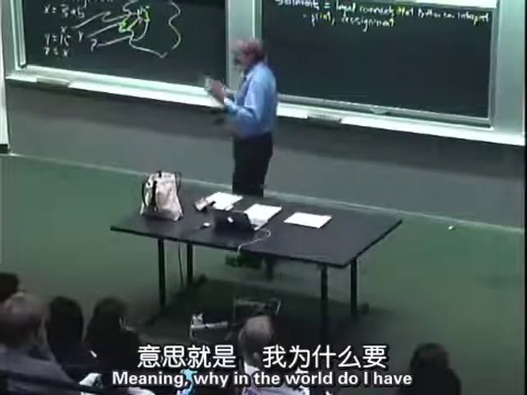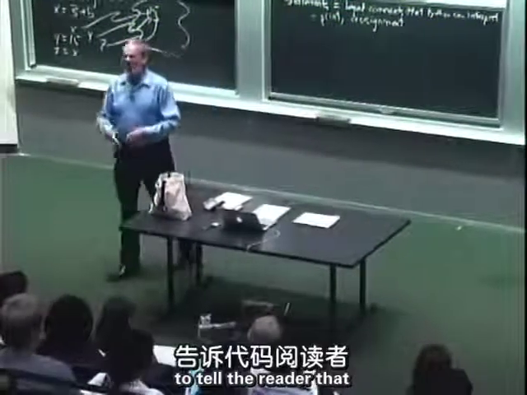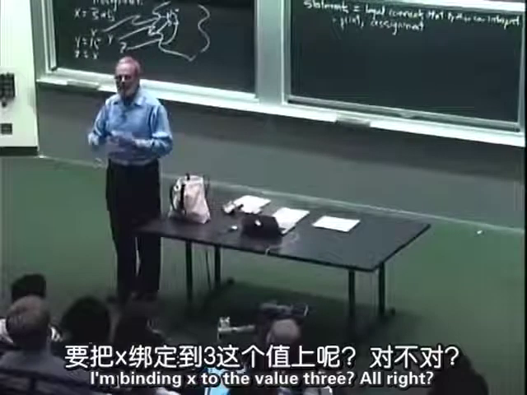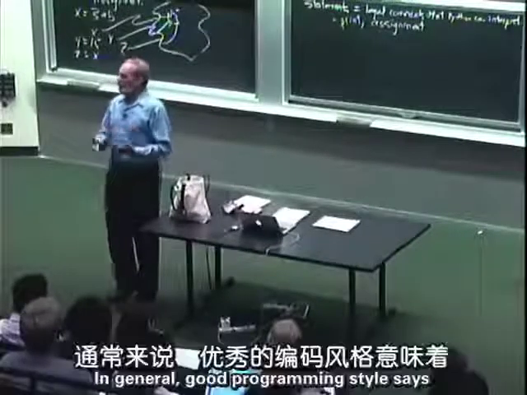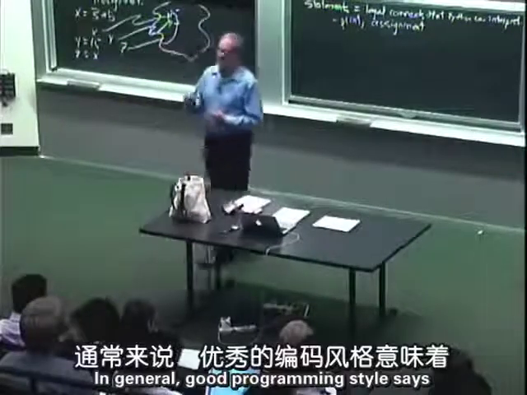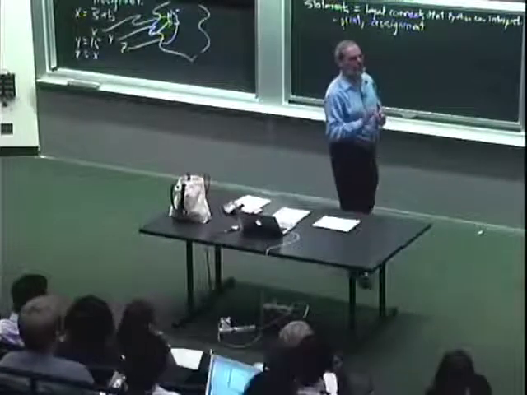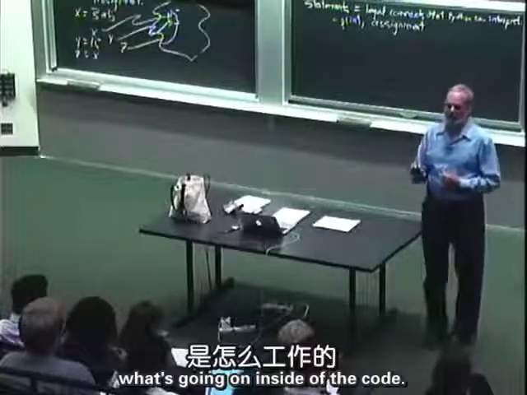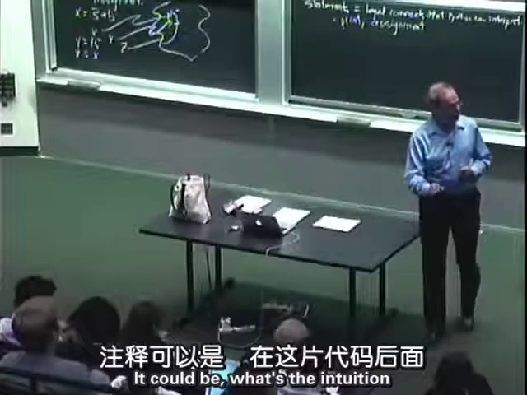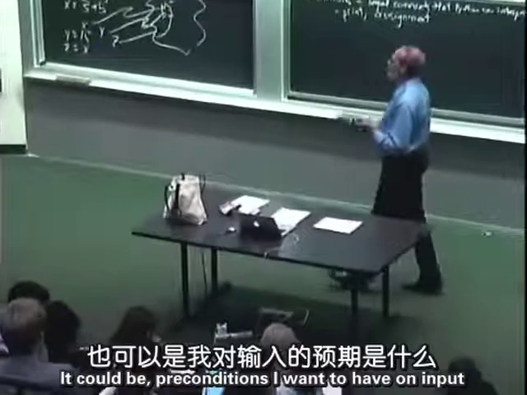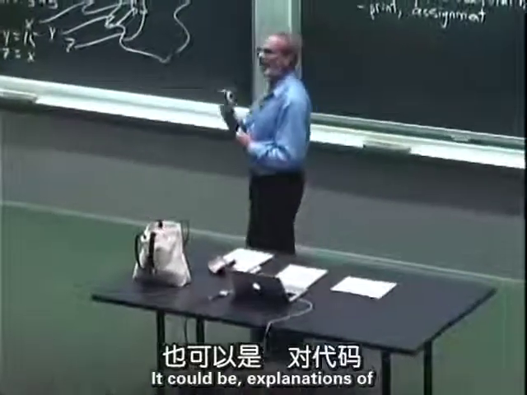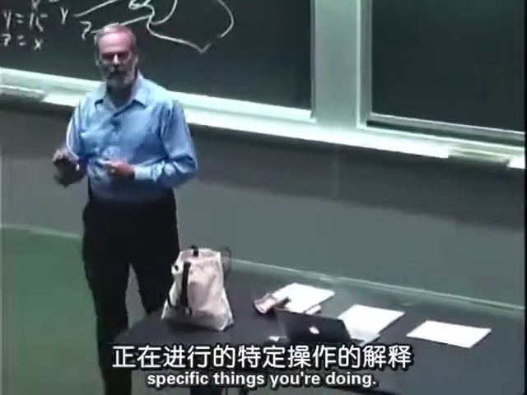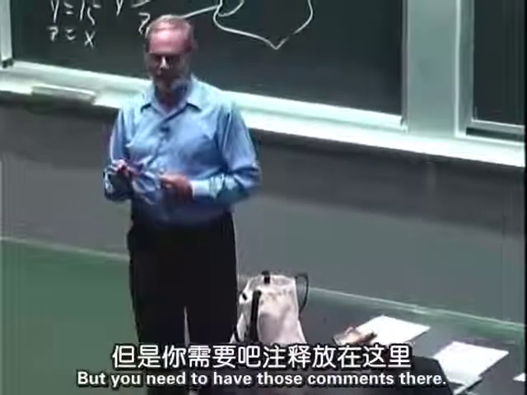Meaning, why in the world do I have to tell the reader that I'm binding x to the value 3? All right, I'm putting them in there to make a point. In general, good programming style says you put in comments that are going to be valuable in helping you as a reader understand what's going on inside of the code. It could be the intuition behind this piece of code. It could be preconditions I want to have on input. It could be explanations of specific things you're doing. But you need to have those comments there.